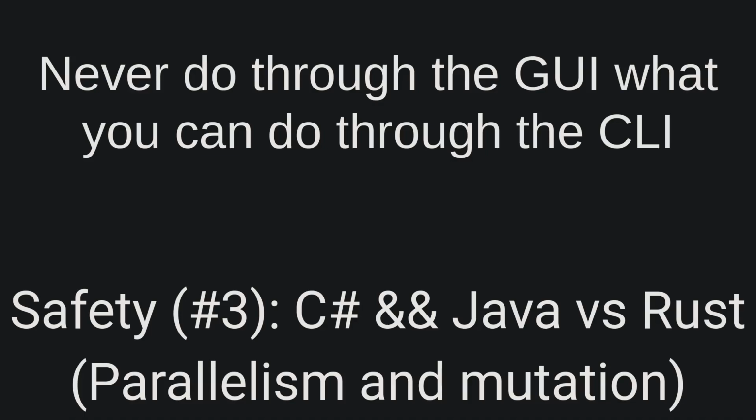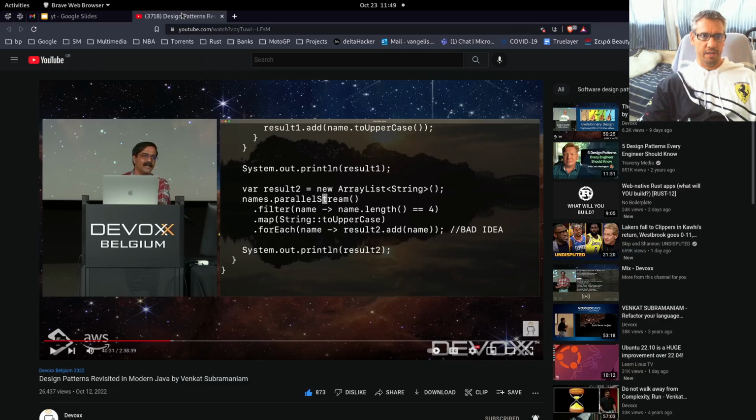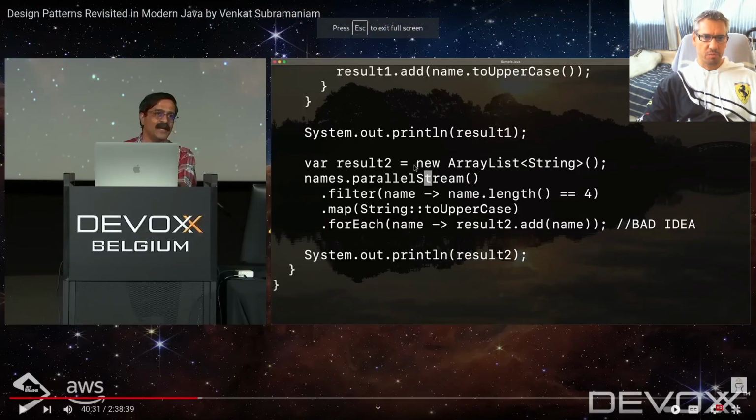So before going into the FFI series, yesterday I was watching a video by Venkat Subramanian, as you can see, at the DevOps conference, and he was talking about design patterns revisited in modern Java. He reached the point where he started talking about iterators, and at this specific point he described a bug communicated to him by a fellow developer. He said that when he turned a simple stream into a parallel stream, the code stopped working.